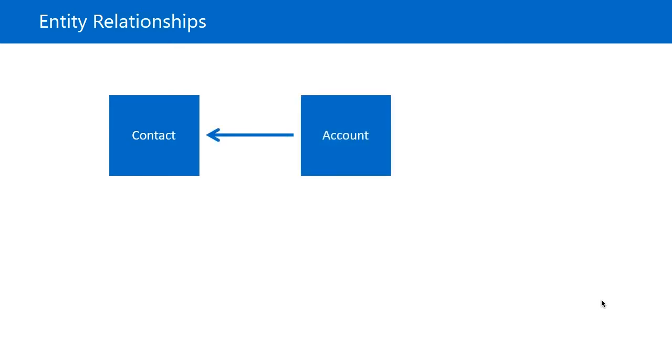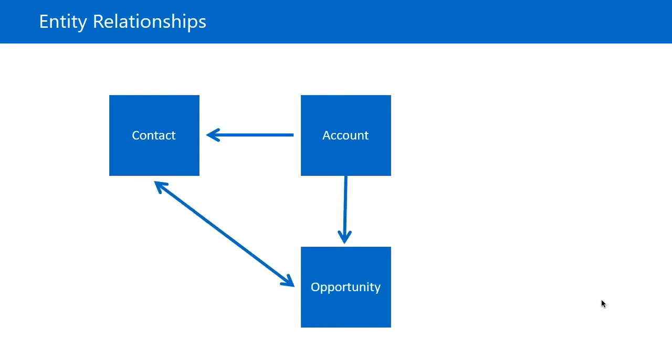So let's start with a basic contact. An account can be tied to a contact, in that a contact could be an employee. So it is possible for one account to have many contacts tied to it. There are also opportunities in the system. An opportunity represents a potential sale, and it is possible for one account to have multiple opportunities tied to it.